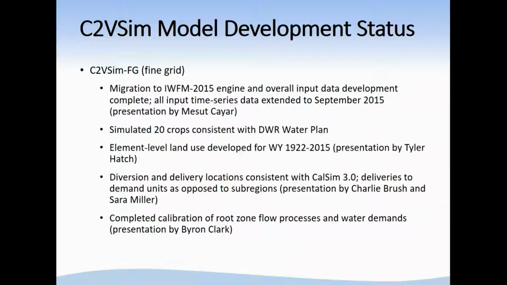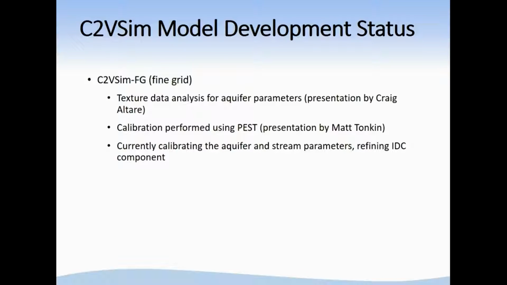So we are trying to make sure that multiple tools are consistent. One of our goals in this calibration is not simply to support SGMA, but also to make sure that different DWR tools are consistent with each other. So basically, we make sure that our diversion and delivery locations are the same as CalSim 3. And we started with the IDC component of C2VSim, or the root zone and land surface component. So in terms of calibration, that calibration is done, and we spent quite a bit of time on that. And then we are now working on the aquifer parameter and stream bed parameter calibration.